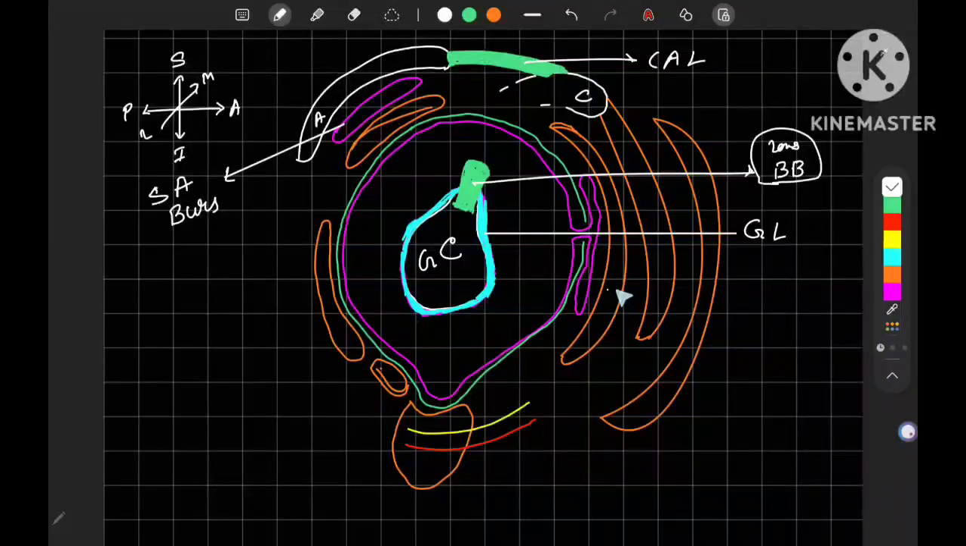This muscle is subscapularis. Okay, so what is the name of this bursa? You can see, this is the bursa, and this muscle is called the subscapularis. So what is the name of this bursa? Subscapularis bursa.